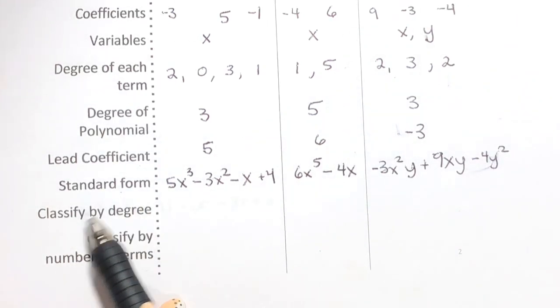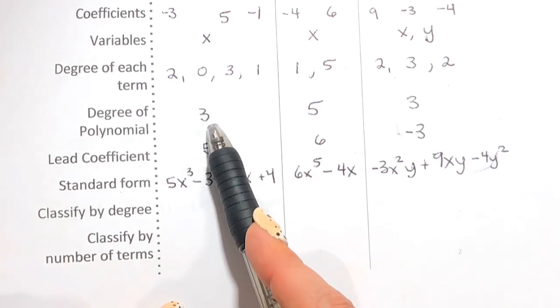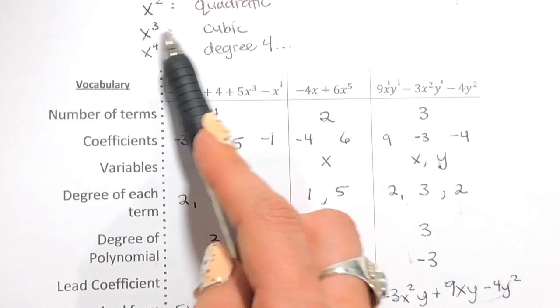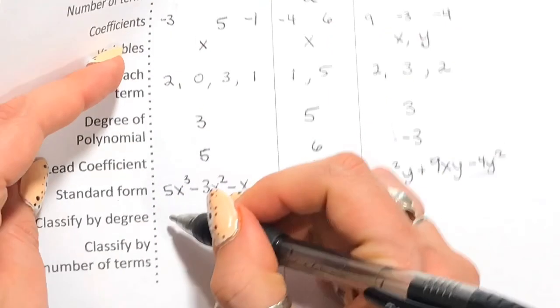So on this first one, if I classify by degree, the degree of our polynomial was 3. So for a degree 3, we call that one a cubic. So we would classify this as a cubic.